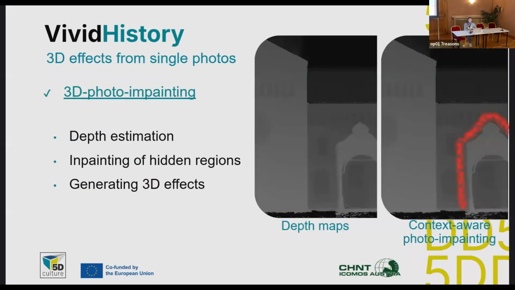And the second part is a library called 3D Photo and Painting. So for the creation of these 3D effects, we have a first part with the depth estimation, a second part that is able to recreate, to in-paint the hidden regions with a context-aware approach, so when the camera will move for creating the 3D effects, we can have a complete scene to represent.